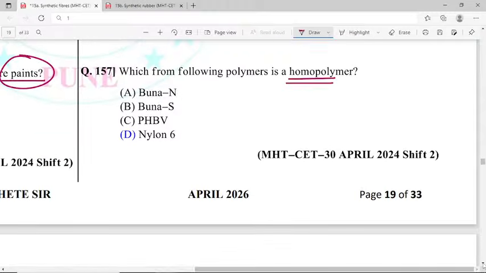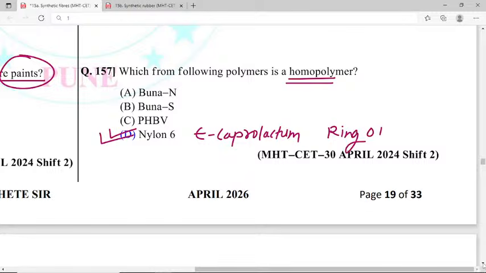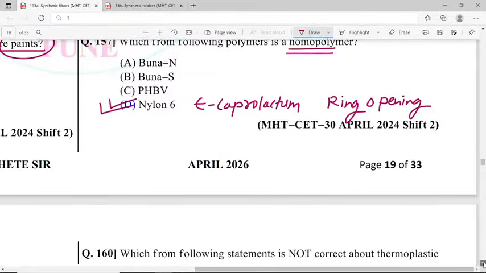Homopolymer contains a single unit of monomer. Nylon 6 is the example. Epsilon caprolactam, with a ring opening mechanism. Ring opening is a single example. Nylon 6.